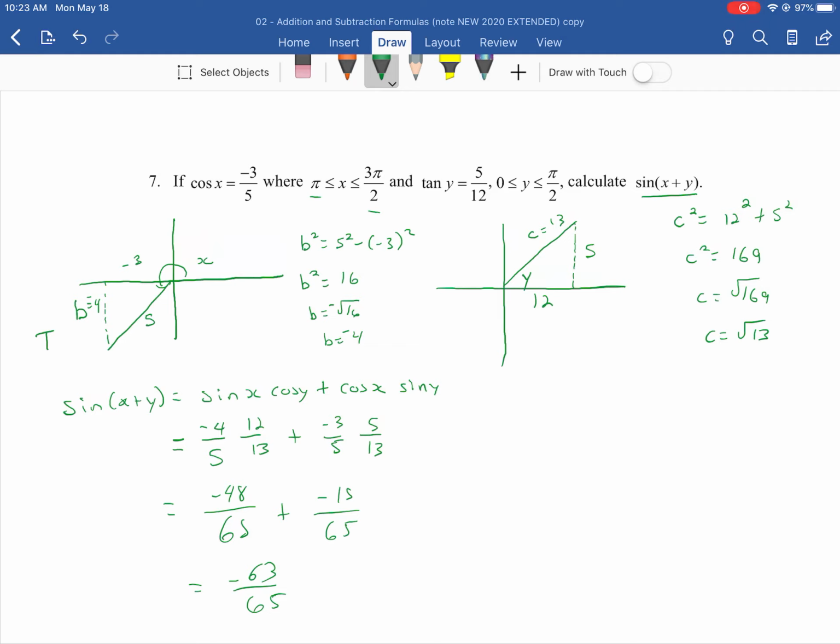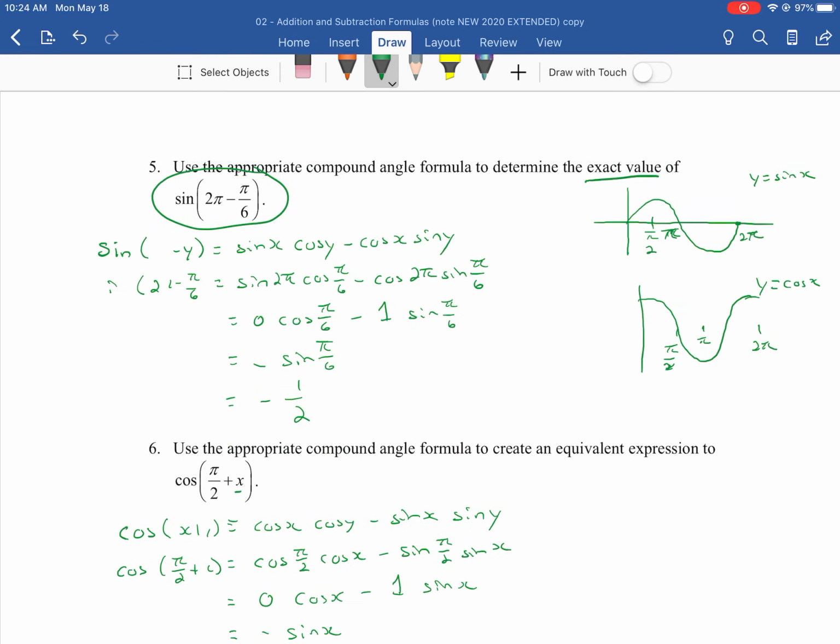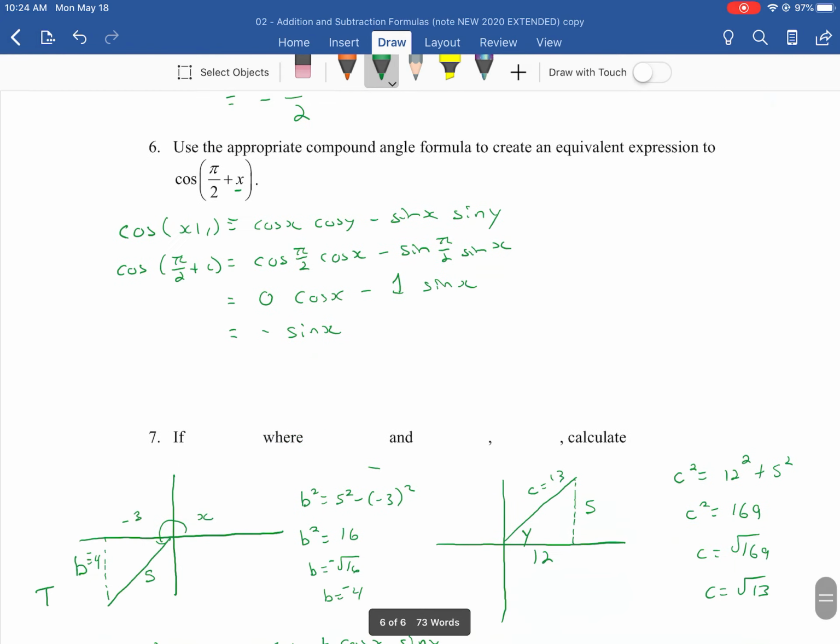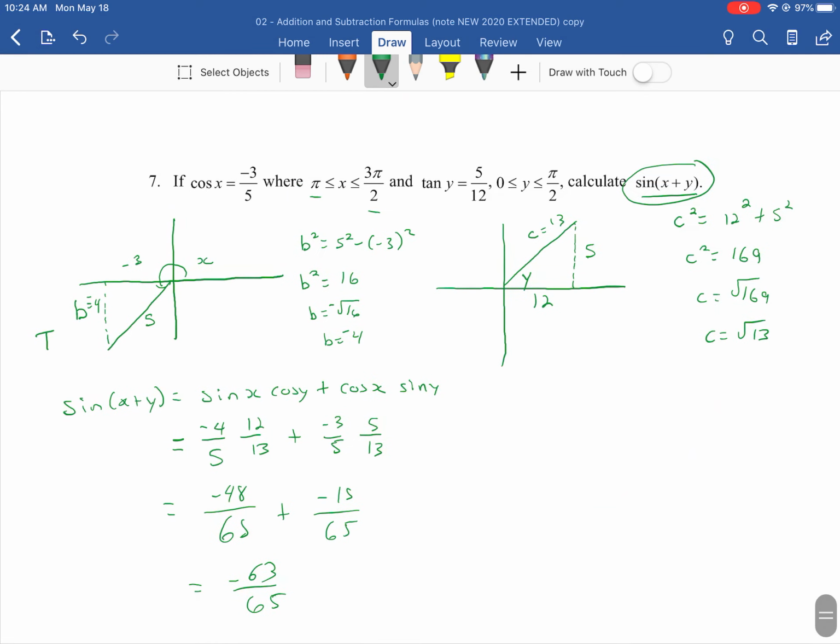That is a wild question. Lots of stuff going on there. You've got to draw a picture of x and y. You've got to do some Pythagorean theorem to get yourself ready for other angles. But the crux of it is that when we're doing sine of x plus y, it's going to ask for all sorts of extra pieces of information. And we're going to have to find out what those extra pieces are.